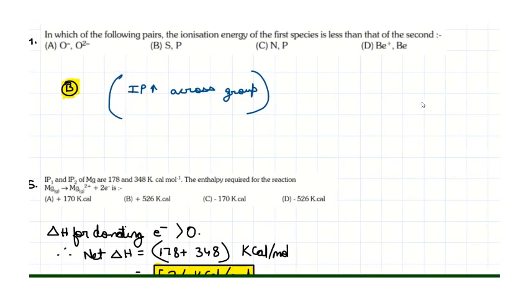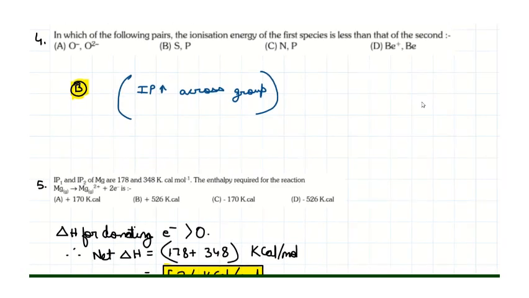In the fourth question, we have to find which pair has the ionization energy of first species less than that of second. In option C, nitrogen has way higher ionization energy as compared to phosphorus. Be plus is closer to stable electronic configuration than Be, thus it would be greater. O minus has greater ionization energy than O2 minus. Thus S and P are the correct pair.